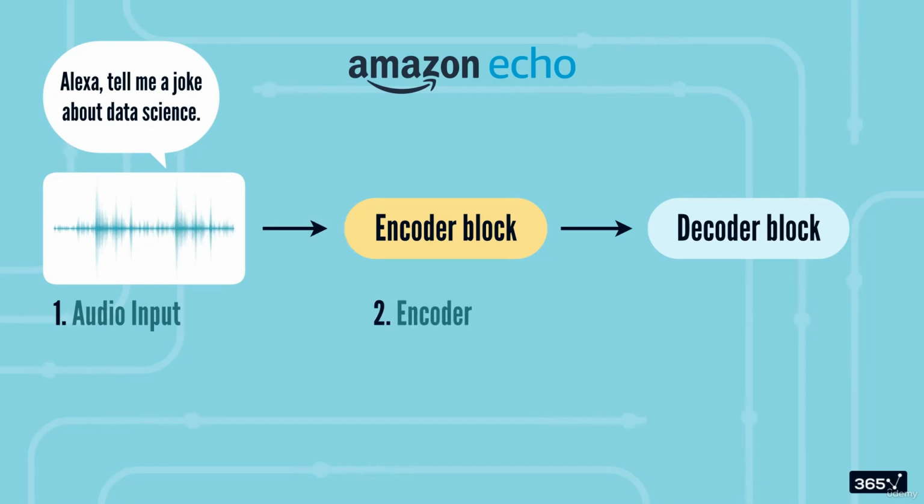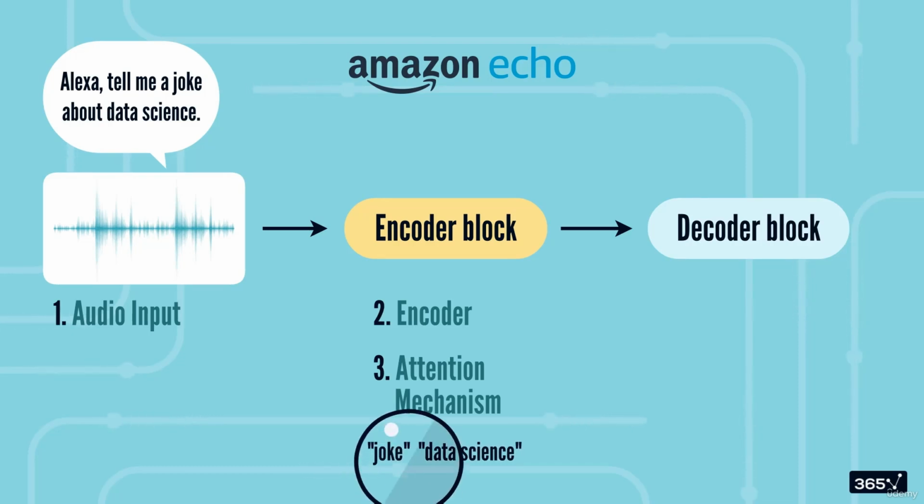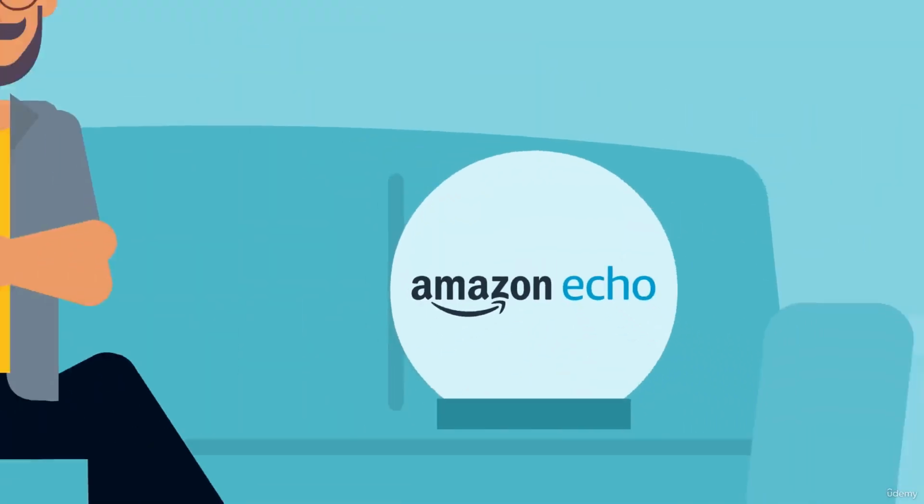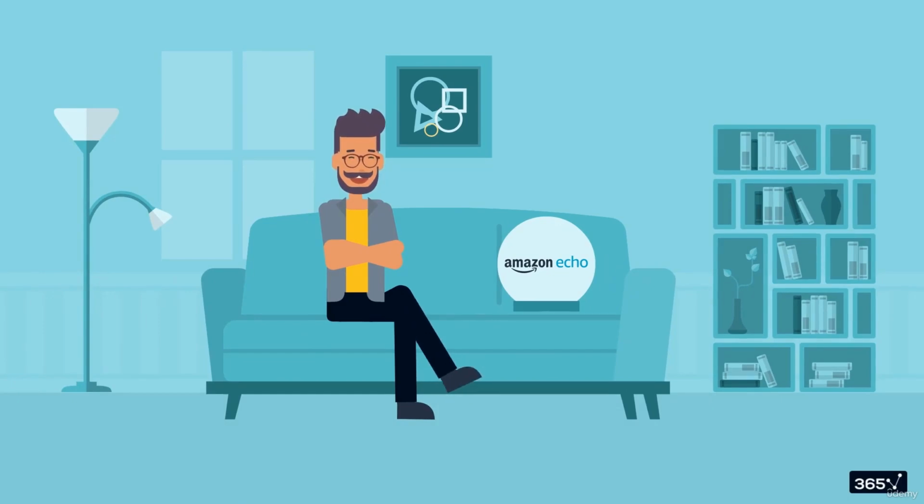Number 2, encoder. The encoder processes these tokens to identify patterns and features like the tone and frequency of your speech. Number 3, attention mechanism. The assistant uses the attention mechanism to focus on keywords like joke and data science, helping understand the request. Number 4, decoder. The decoder then takes this processed information and generates the text command, "Tell me a joke about data science." Number 5, action execution. Lastly, Alexa responds with a joke, typically pulled from a pre-existing database in its system.